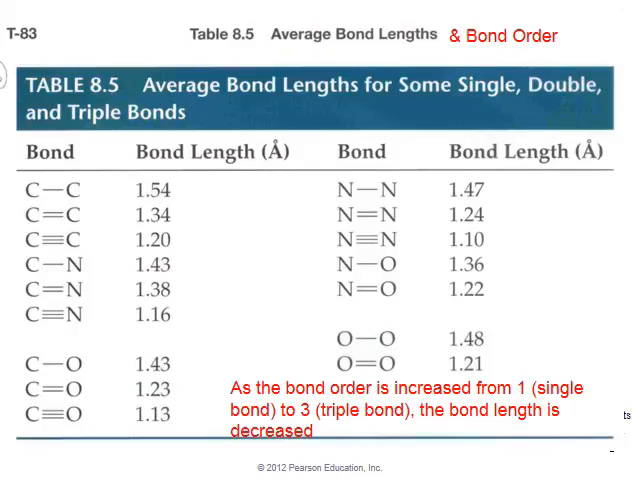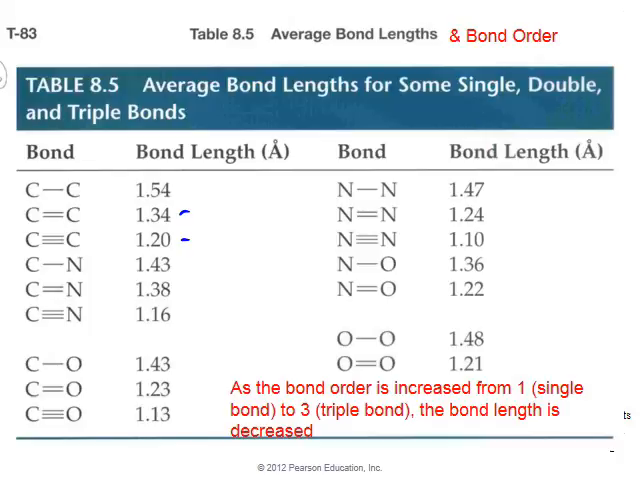In this table, we are looking at different types of bonds, like carbon-carbon single bond, and their length. 1.54 is single bond. Double bonded carbon has 1.34 angstrom. Triple bond has 1.20. So as the number of bonds between two atoms is increased, the length gets shorter. And that's understandable, because bond means force of attraction.